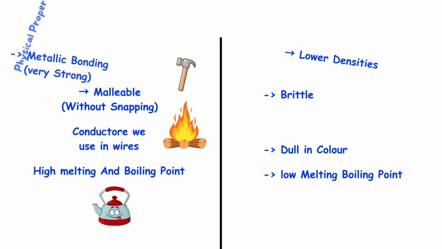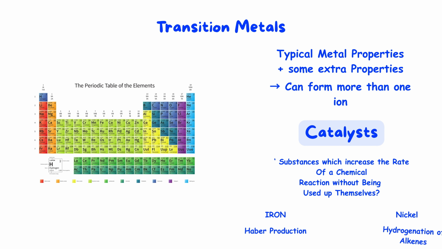Finally, let's talk about the transition metals, which are located in the central block of the periodic table and are often colored green in educational diagrams. These can be considered typical metals because they possess all the general metallic properties we've discussed so far. However, transition metals also have some additional, unique characteristics. One such feature is that they can form ions with different charges.